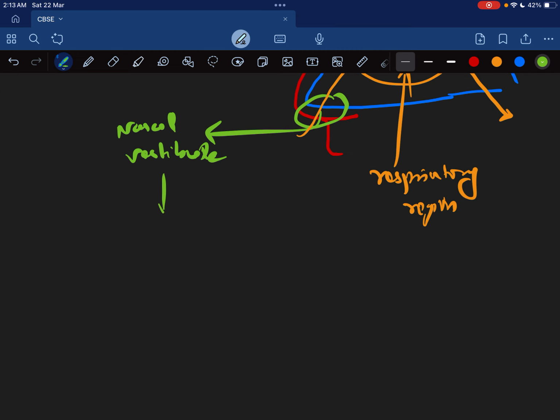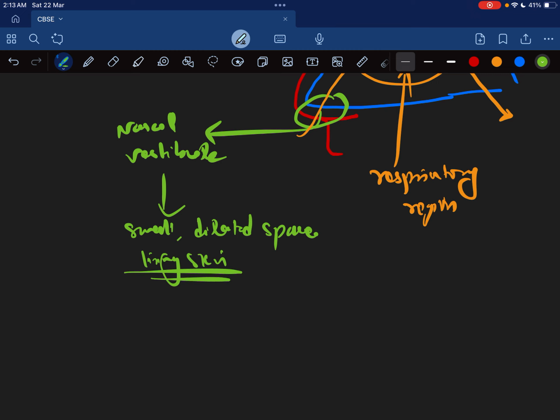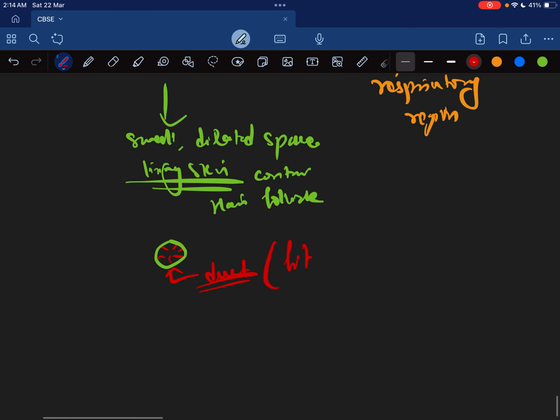So this is the nasal vestibule. This is a small dilated space, and it is lined by skin, and it contains hair follicles. When we look at the opening there are hairs, which help protect from the dust, or filtration.